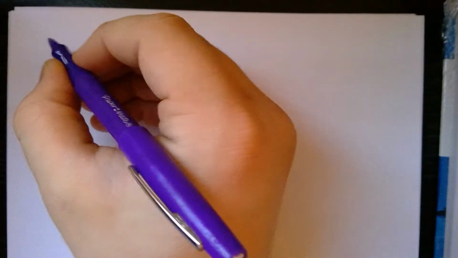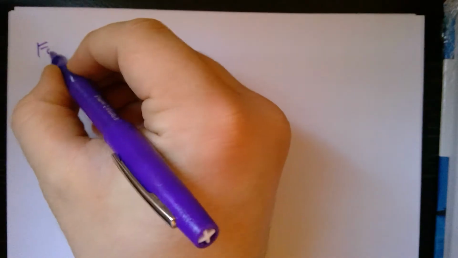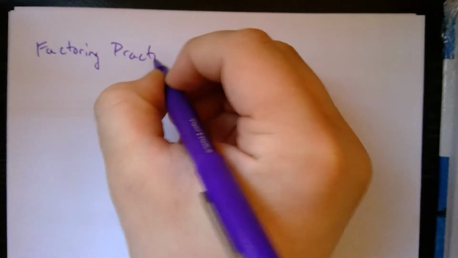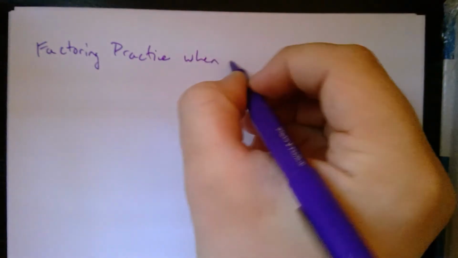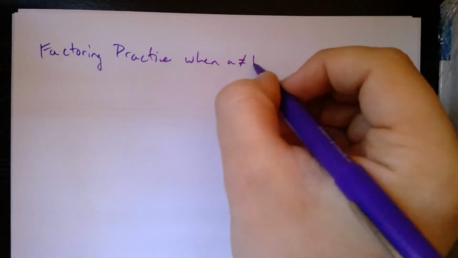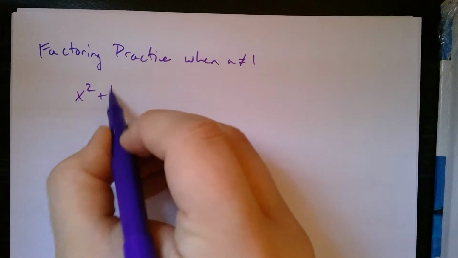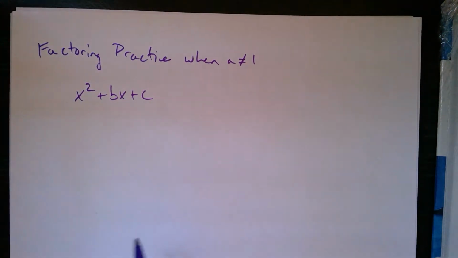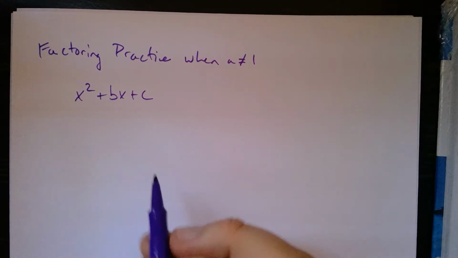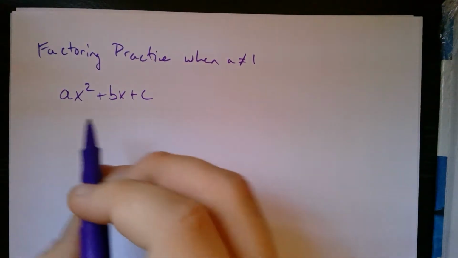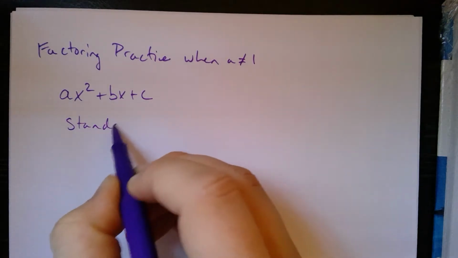This video is going to talk about factoring, but we're going to do some fancy factoring, so to speak. Factoring practice when a does not equal 1. Now, in class, we looked at this form for a quadratic, and we'll see this often, but the complete form is going to be ax squared plus bx plus c. Okay, so this is the full standard form.